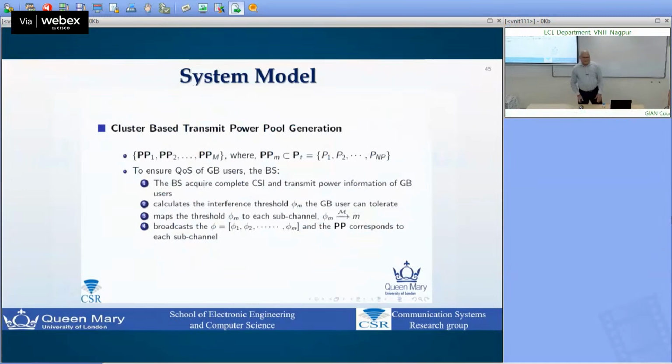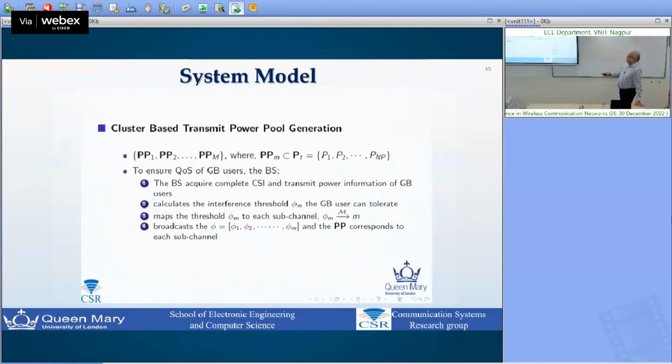So the grant-based user can send a pilot symbol. Based on the pilot symbol, the base station can estimate the channel of the grant-based user and its transmitted power. Based on that, for every sub-channel, it can calculate the interference threshold. Here we assume one grant-based user. So what is the interference tolerance for the first channel? 5.1, 5.2, all these it calculates.